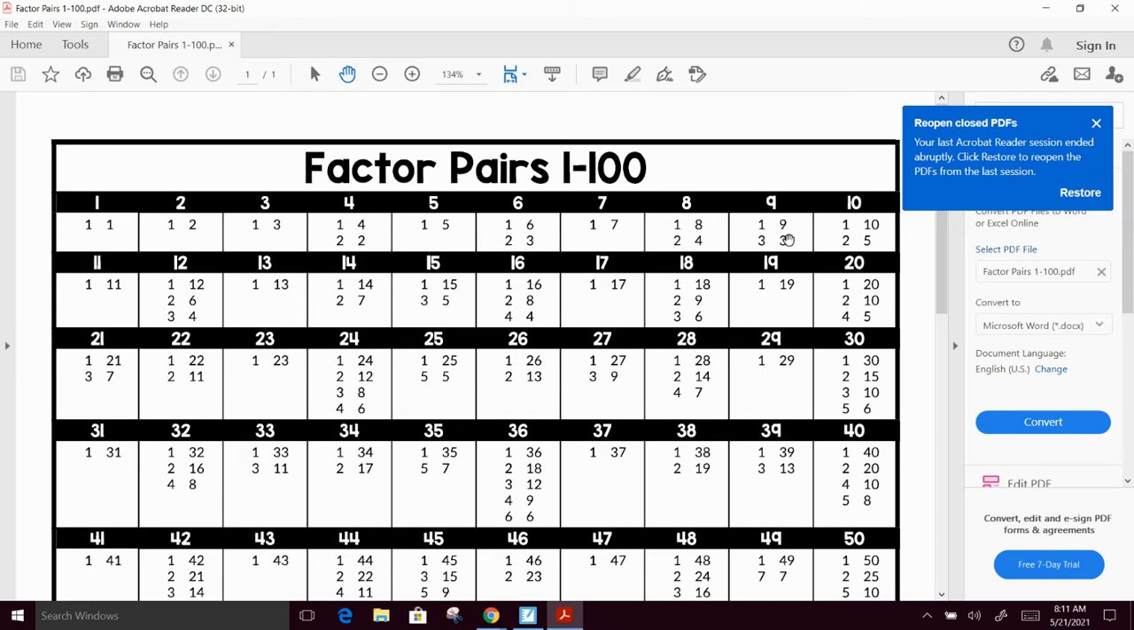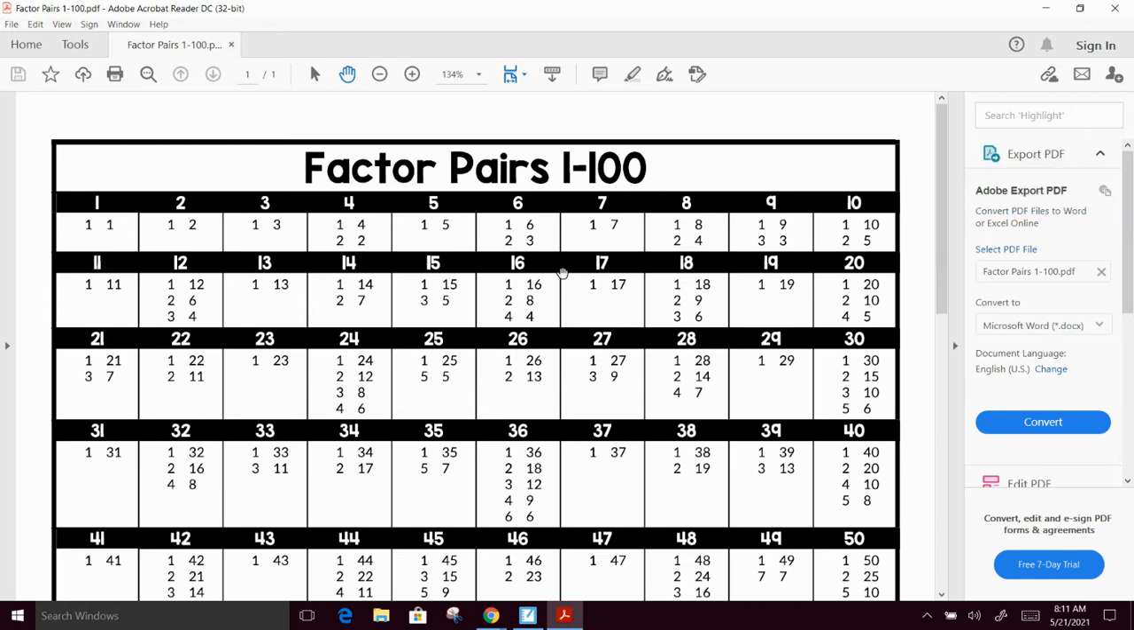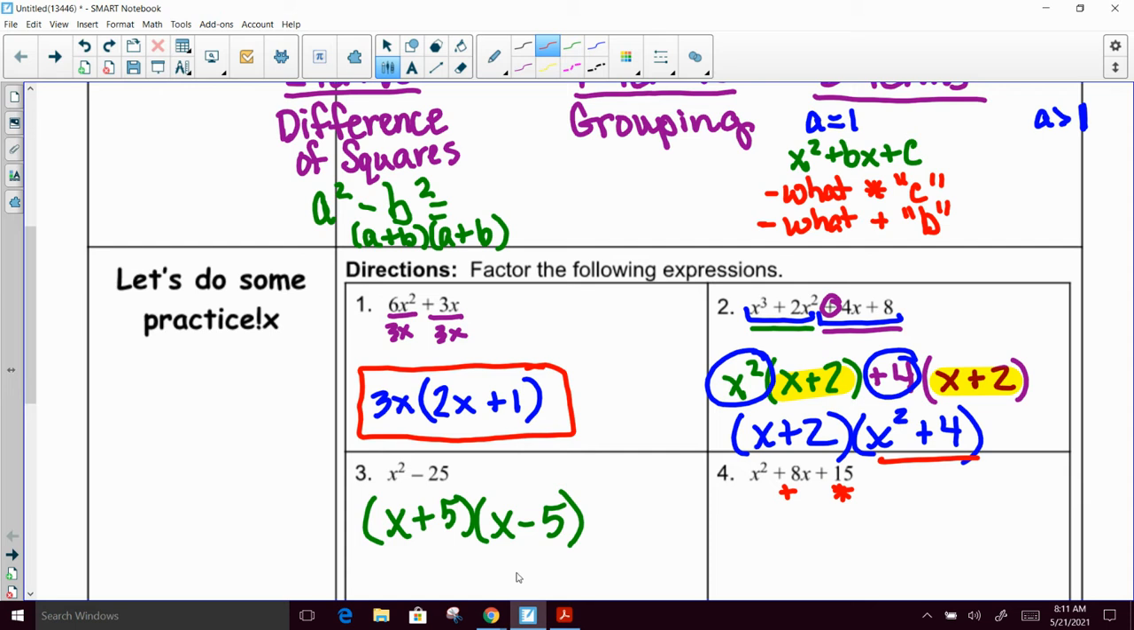Okay, so I'm going to look at my factor pairs chart, and I'm going to look at the 15 box. What multiplies to 15? Well, that's either 1 and 15 or 3 and 5. And what adds to a positive 8? Well, that's going to be 3 and 5. So my 2 numbers are 3 and 5. So my factors are x plus 3 and x plus 5.